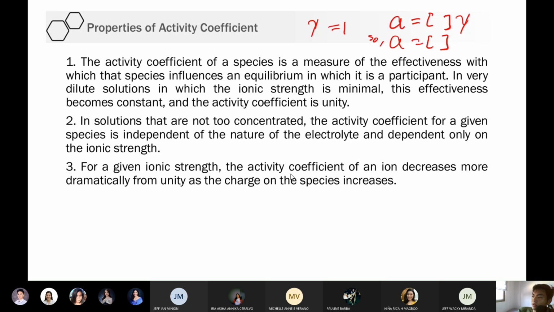Next one, for a given ionic strength, the activity coefficient of an ion decreases dramatically from unity as the charge on the species increases. That means the greater the charge of your diverse ions, or the greater the charge of your chemical species in equilibrium, the greater the effect will be on the activity coefficient. So the greater the charge of your species, the greater the decrease in your activity coefficient from unity. So it will be dramatically less than 1. Okay.